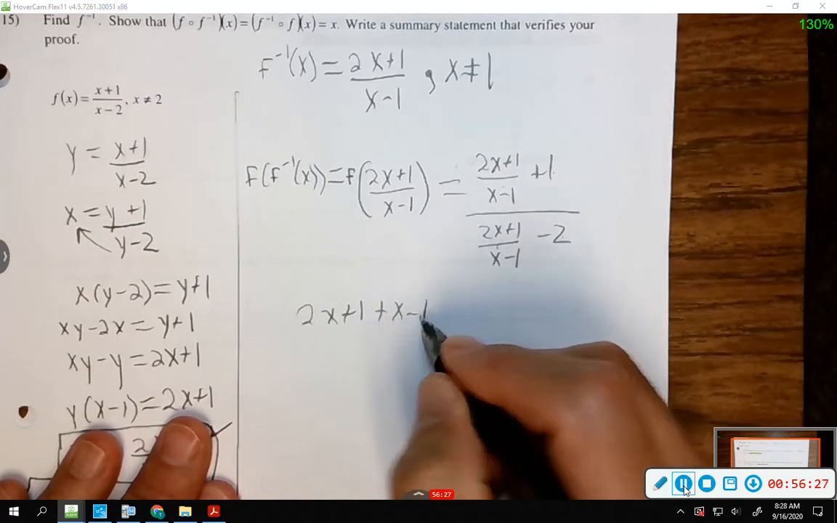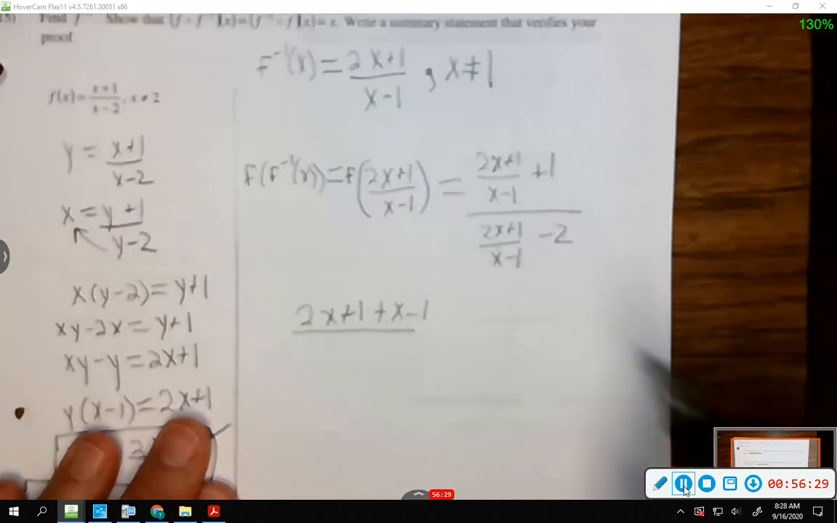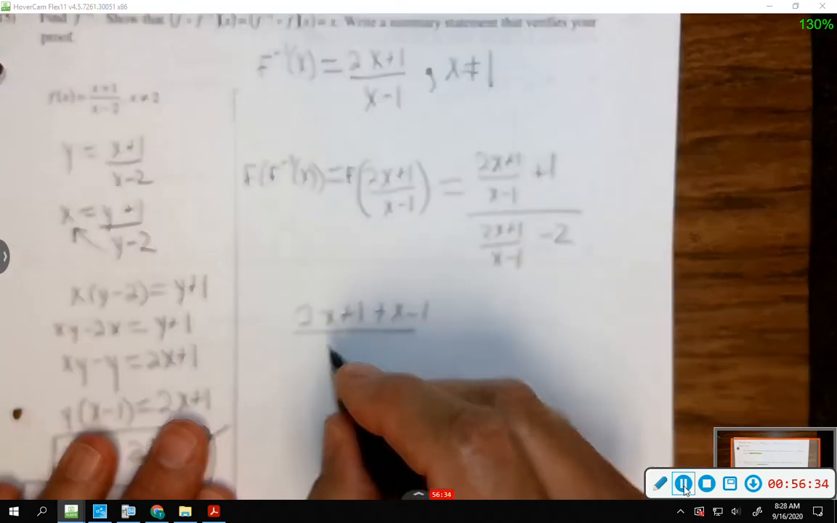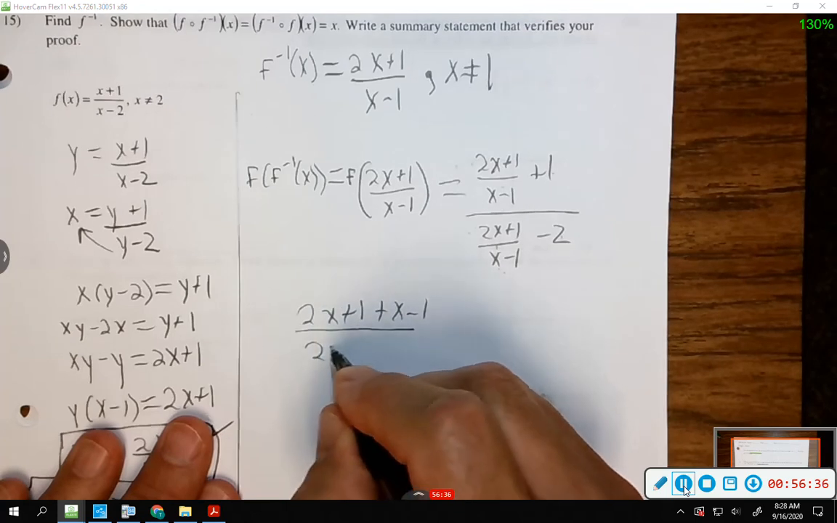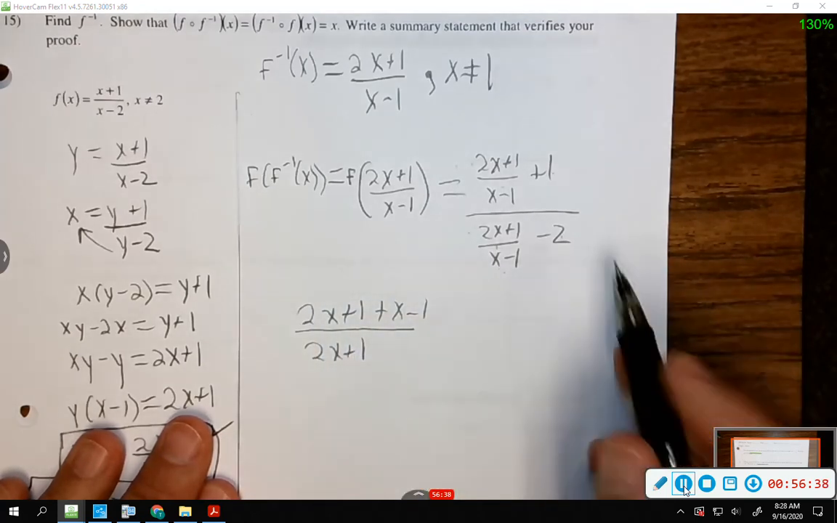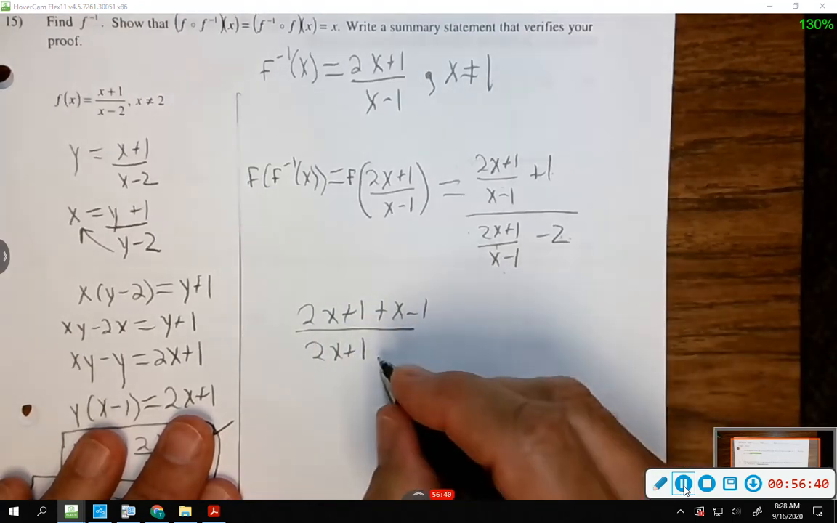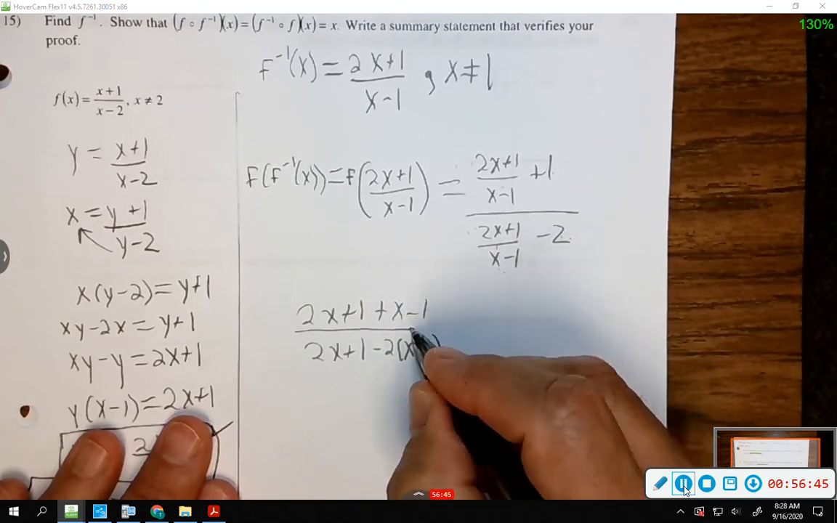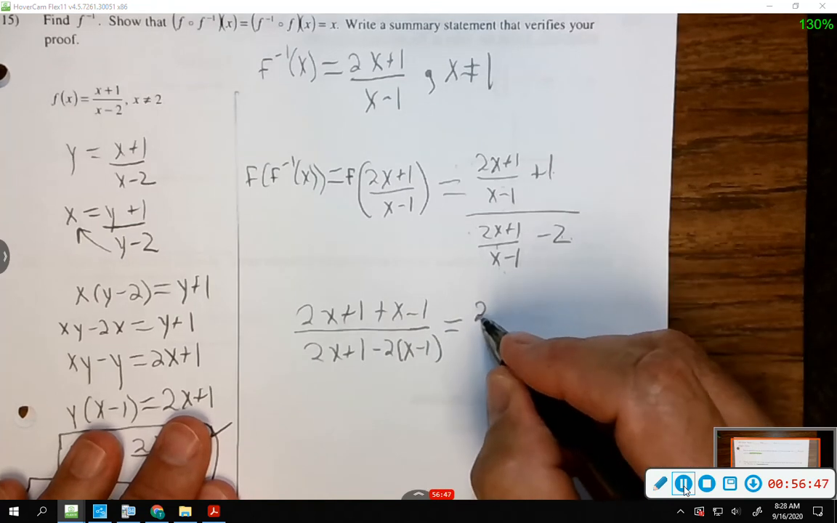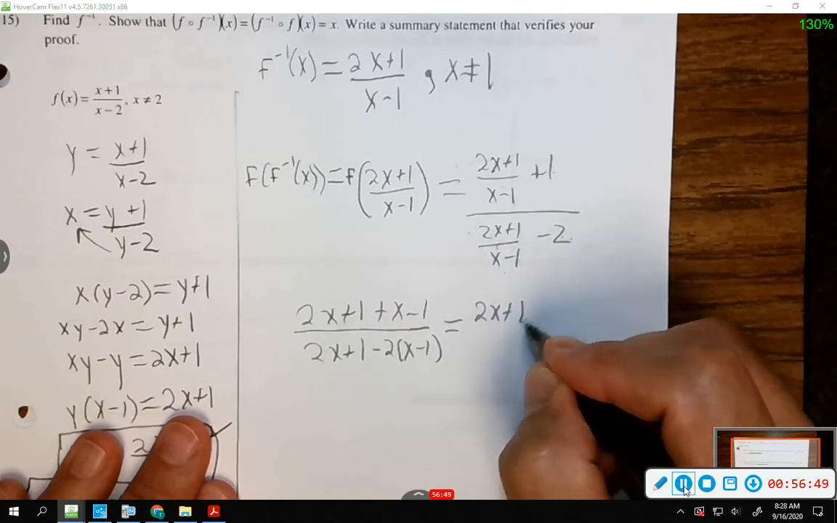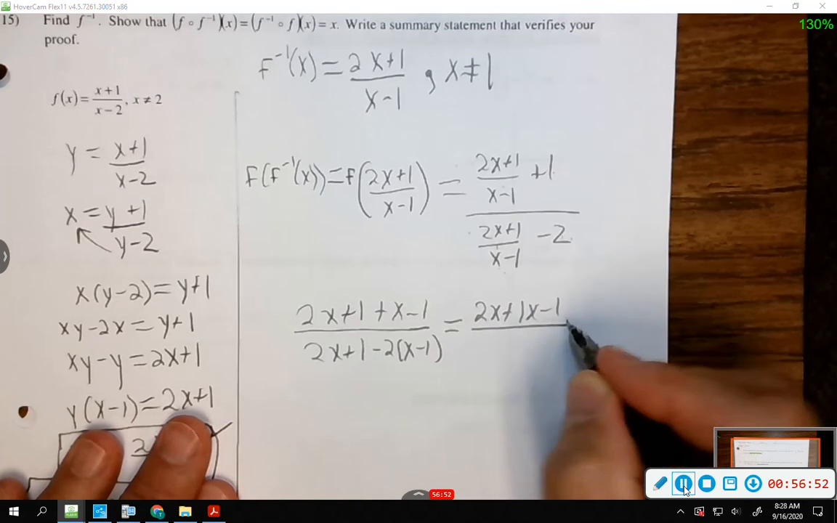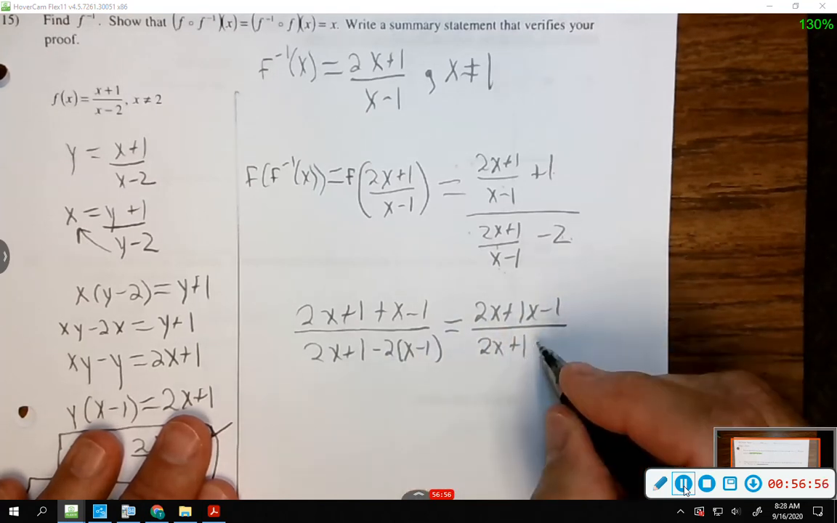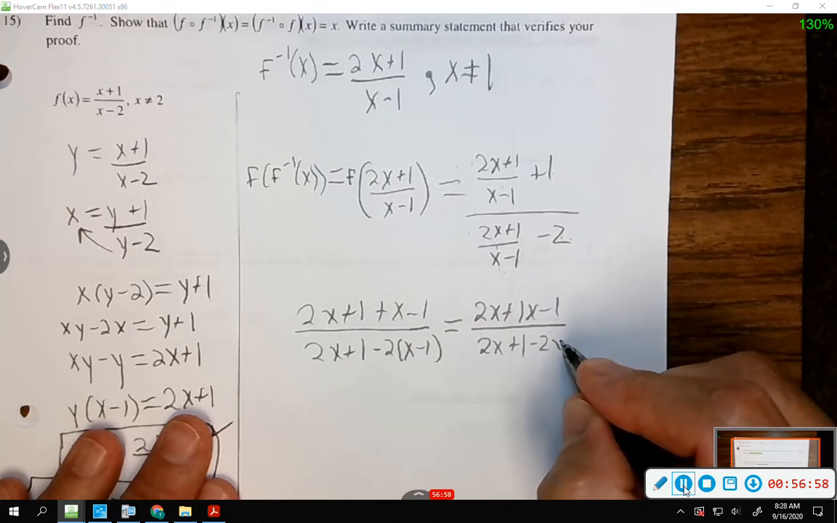Have to do the same thing down here. If I multiply this by x minus 1, it cancels, and I'm left with a 2x plus 1. If I multiply this by x minus 1, I get negative 2 times x minus 1. Now, if you skipped that step and went straight to this step, I'm okay with that. I just want you to make sure that you are careful and that you distribute that negative sign to both terms, because that can be problematic if you forget to do that.